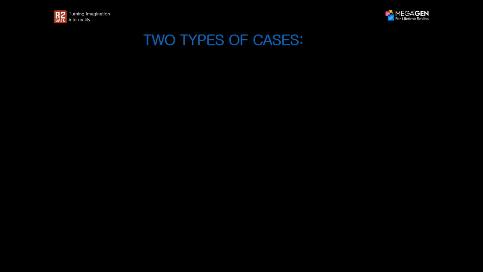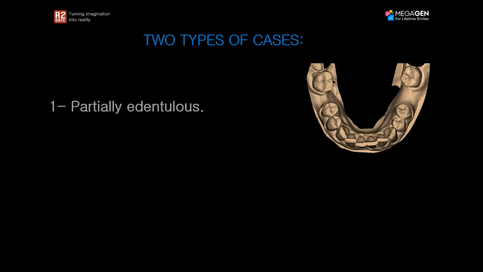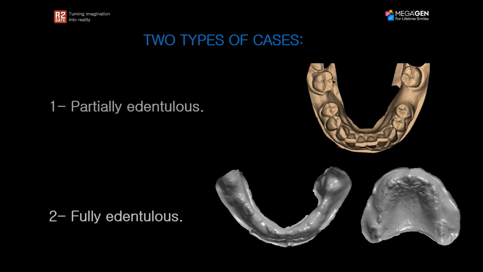Now let's move on to talking about the type of cases and how we can manage each type of case that you get. So we have two different types of cases. We have partially edentulous cases and we have fully edentulous cases. And in the presentation today, we'll learn about the differences between the protocols for doing guided surgery for a partially edentulous case and for a fully edentulous case.